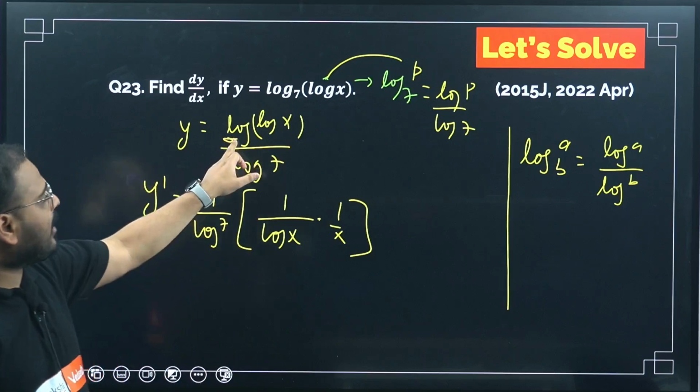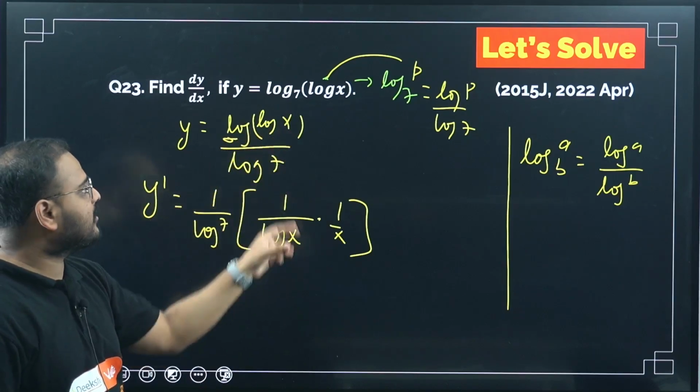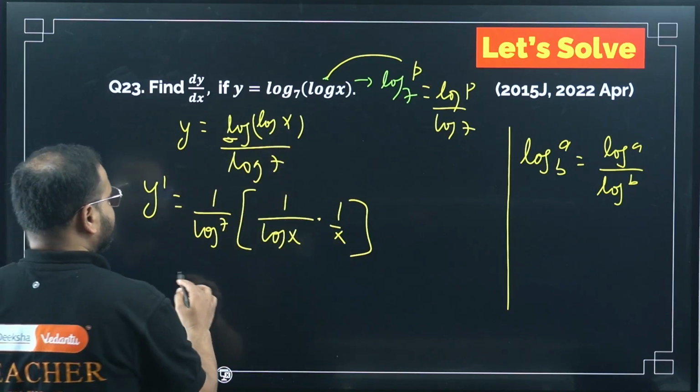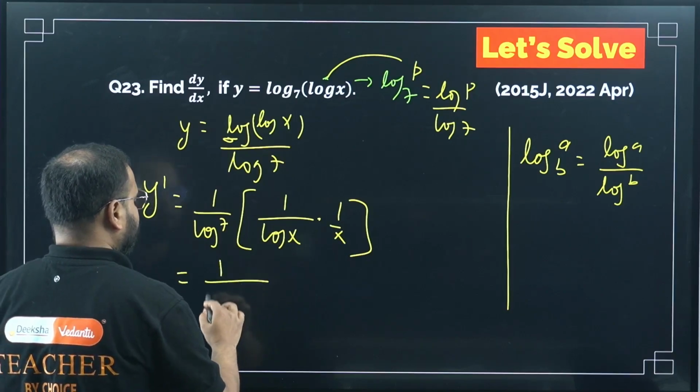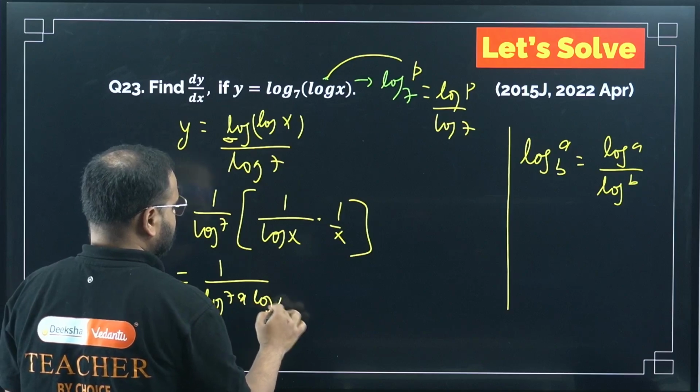Okay. Now I'm differentiating the first log. So log is operating on the log x, so that will come in the denominator. Now I'm doing for what? Log x will become again 1 by x. What is my answer? My answer is 1 by log 7 x log x. x log x.